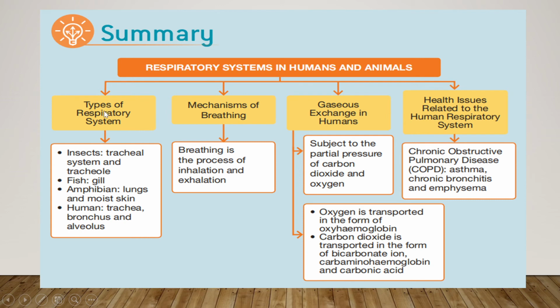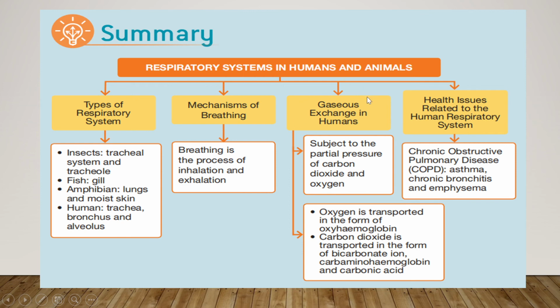First, we described the types of respiratory systems. In insects, we have the tracheal system. In fish, we have the gills. In amphibians, the lungs and the moist skin. And in humans, these are the structures involved. We have the alveolus. Then we also discussed the mechanisms of breathing. Breathing is the process of inhalation and exhalation, and we described that in detail.